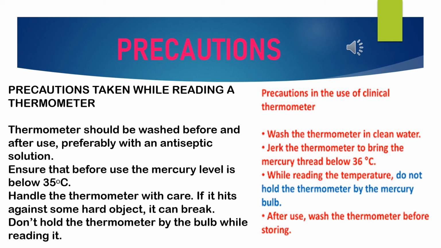Other precautions: wash the thermometer in clean water. Jerk the thermometer to bring the mercury thread below 36 degrees Celsius, or rather 35 degrees Celsius. While reading the temperature, do not hold the thermometer by the mercury bulb. After use, wash the thermometer before storing. So point-wise, the care must be taken in using a clinical thermometer.